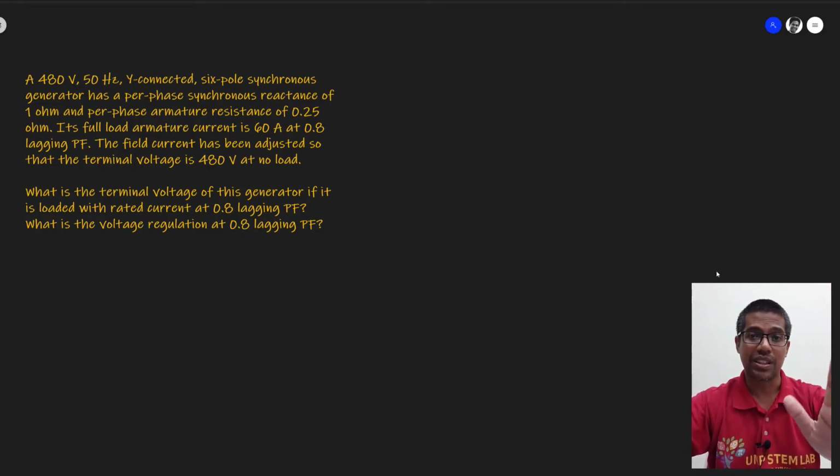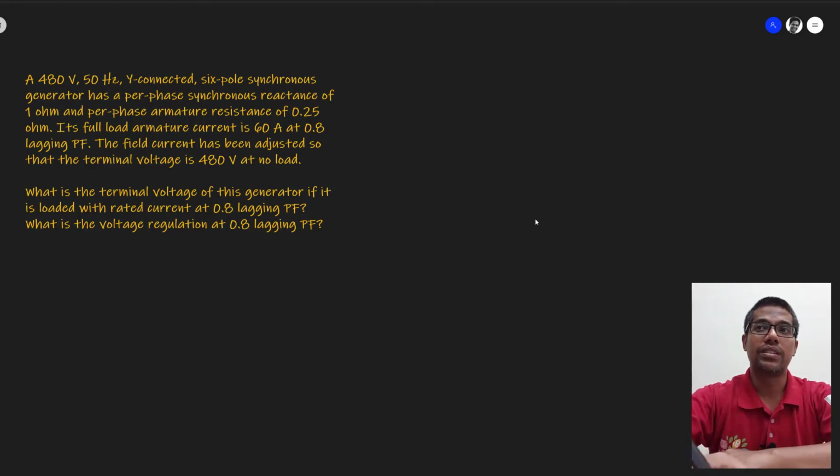Remember, voltage regulation is V no load minus V full load. In this case, we already know our V no load, it's 480 volt. But what is our V full load? That is what we are going to figure out. Now draw the circuit first. It's best to draw the circuit so that you know what you're doing.